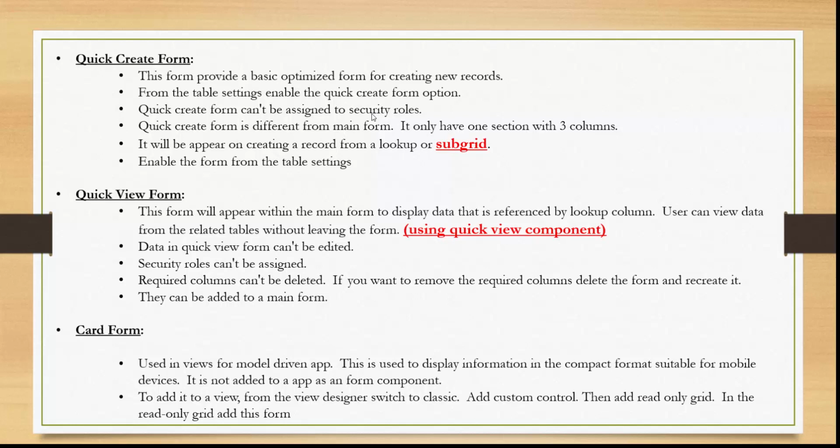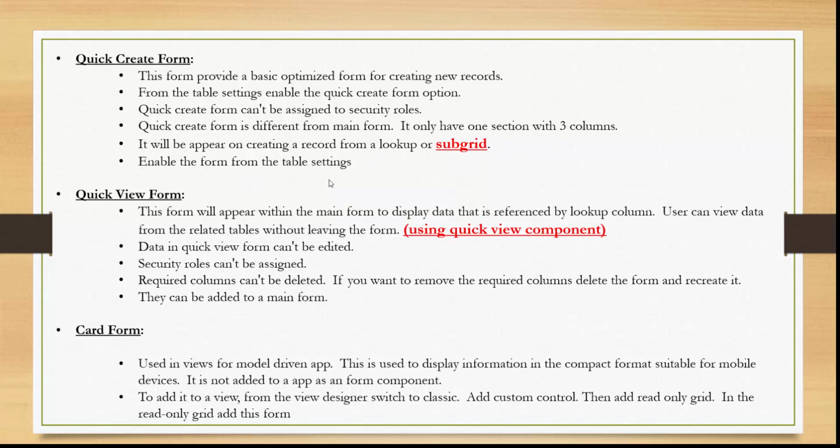Quick create form is different from the main form. That also we will see, how different it is from the main form. Next point is it will appear on creating a record from a lookup or subgrid, that I covered, that we can use this form only in a subgrid or lookup. Enable the form from the table settings.